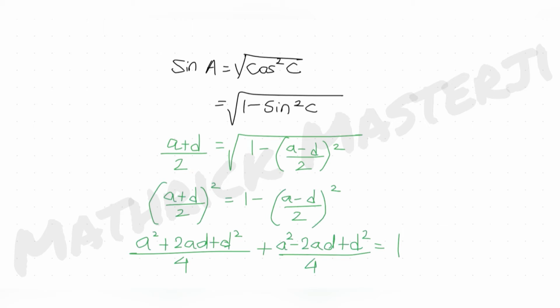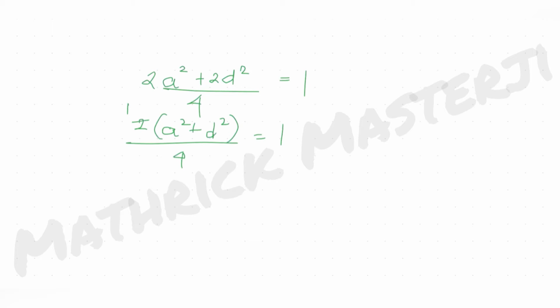So if I solve for this entire idea, I get from here 2a square. The plus 2ad and minus 2ad get cancelled directly. And d square plus d square, I get 2d square. And divided by 4, so it's a common denominator. So (2a square plus 2d square) divided by 4 is equal to 1. If I take 2 common, I get (a square plus d square) over 2 equals 1. So I get from here a square plus d square is equal to 2. So I get this equation in terms of a and d.